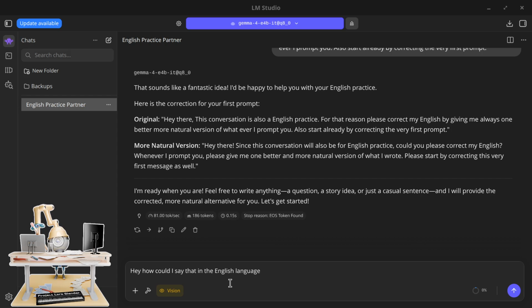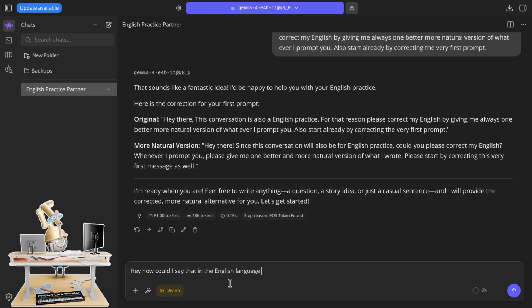Yeah. So is this full screen anyway? Oh, it's full screen. Yeah. Hey, how could I say that in the English language? Ich muss das noch abschreiben.